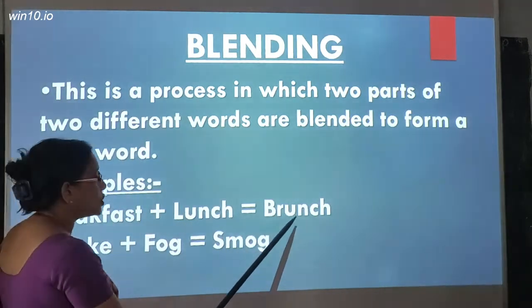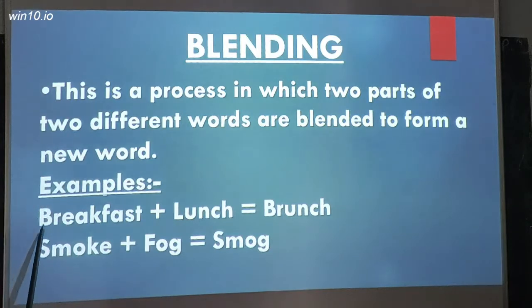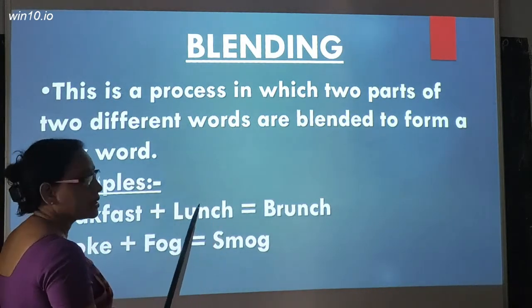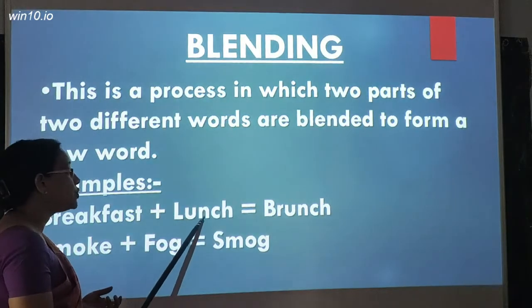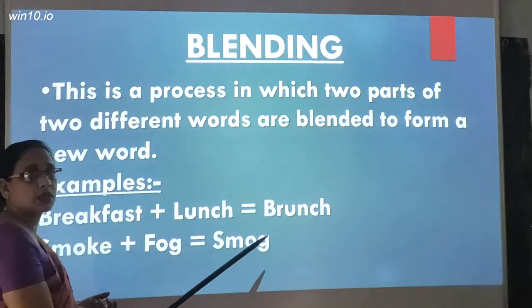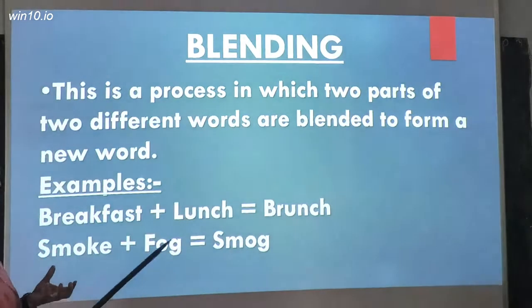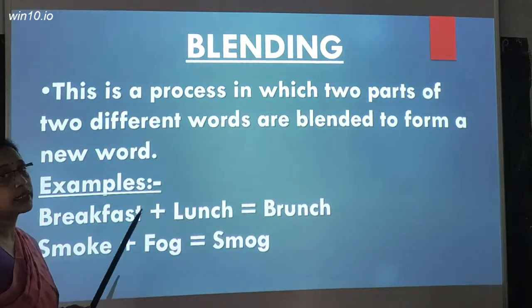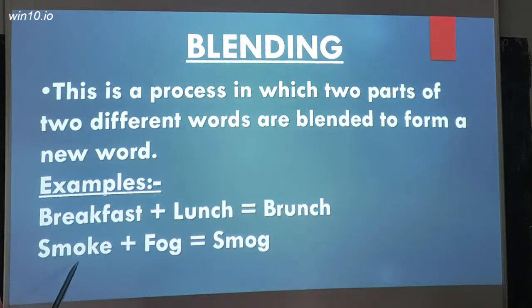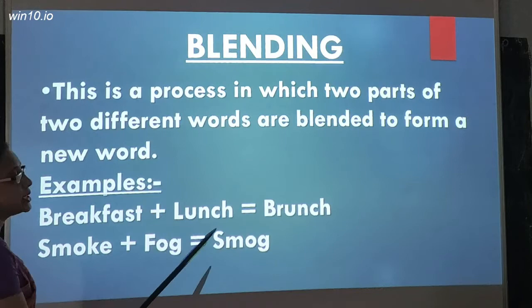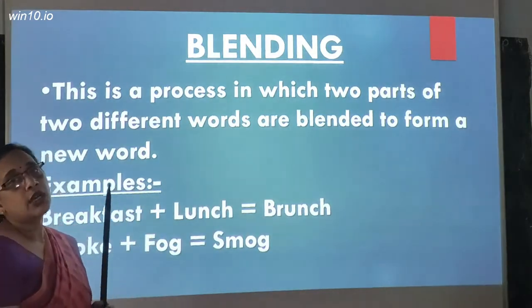Now the new word is "brunch." We have taken two letters of breakfast, that is BR, and UNCH from lunch, and the new word is brunch. When we take a heavy breakfast, that is called brunch. And what about smoke and fog? Look at the example: SM we took from smoke, and OG from fog. The new word is "smog." So this is called blending.